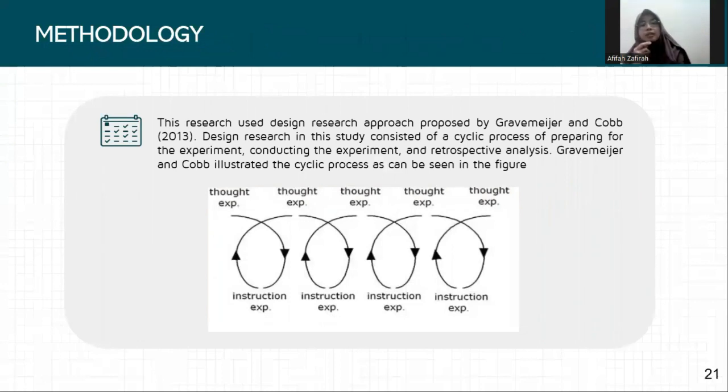This research uses the design research approach proposed by Gravemeijer and Cobb, and it has a cycle process of preparing for the experiment, conducting the experiment, and retrospective analysis. In preparing for the experiment, we determine the endpoints of the instruction, the goals of our social arithmetic lesson, where students reinvent the concept of profit and loss, and the way to determine their percentage.